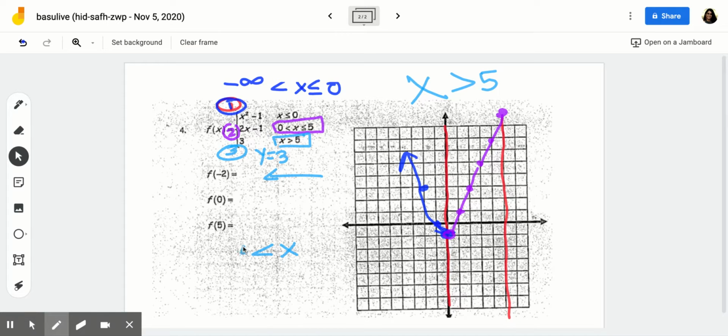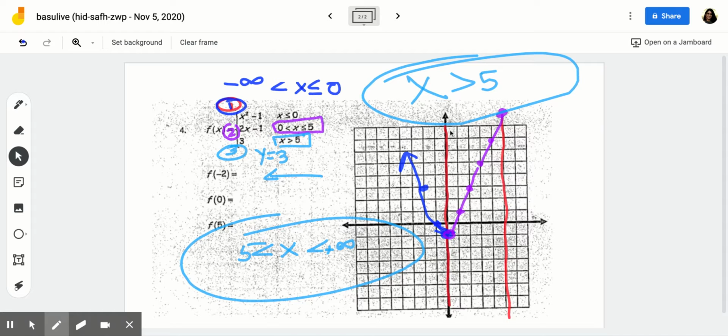X is greater than 5, but less than infinity. Does that say the exact same thing? Yes, this and this say the exact same thing, and you need to be able to read that. That's an Algebra 1 skill that you can find some videos on, reading inequalities and things like that. But again, the best thing to do is just x greater than 5.